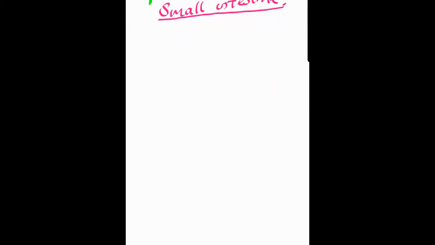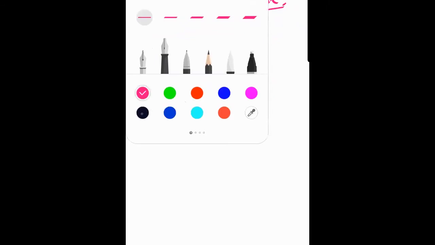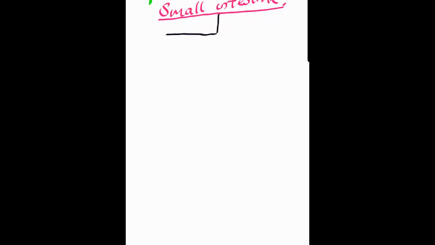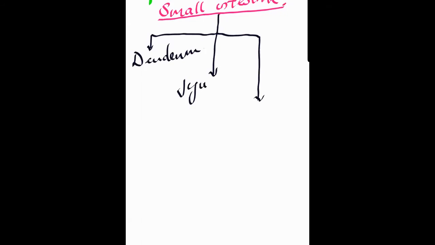So we'll see now about the small intestine. Basically, it has three parts. First one is duodenum, then the second one is jejunum, and the third one is ileum. Okay, these are the three parts. Duodenum is the smallest one, then jejunum, and the largest is the ileum.